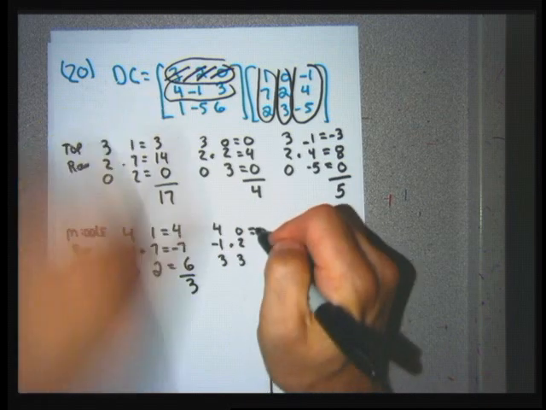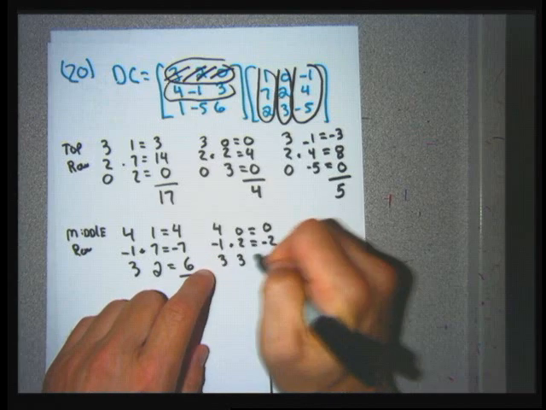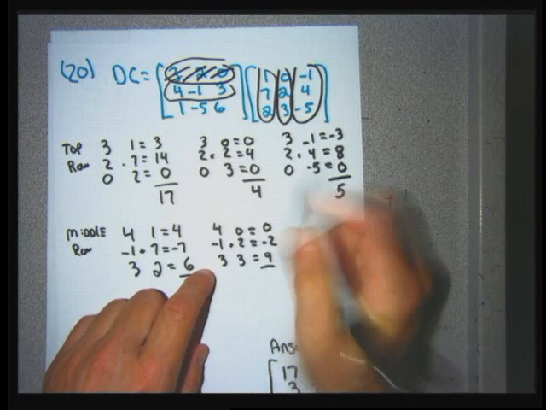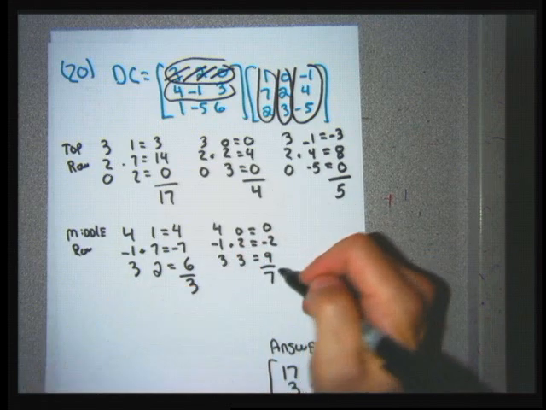Multiply across. 4 times 0 is 0. Negative 1 times 2 is negative 2. 3 times 3 is 9. Add these up. The 2 and the 9 have opposite signs. I subtract, take the sign of the larger. Gives me a 7.